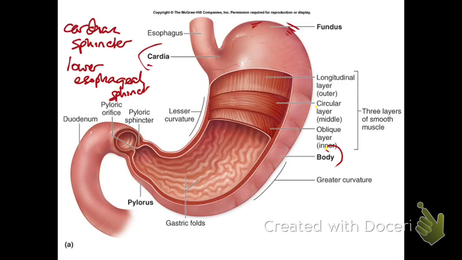The outer layer is a longitudinal layer. There's a circular layer in the middle, and then finally there's an oblique layer on the inside. And you can see those fibers, the fascicle fibers running in those different orientations. And again, that allows the stomach to really churn the food products.